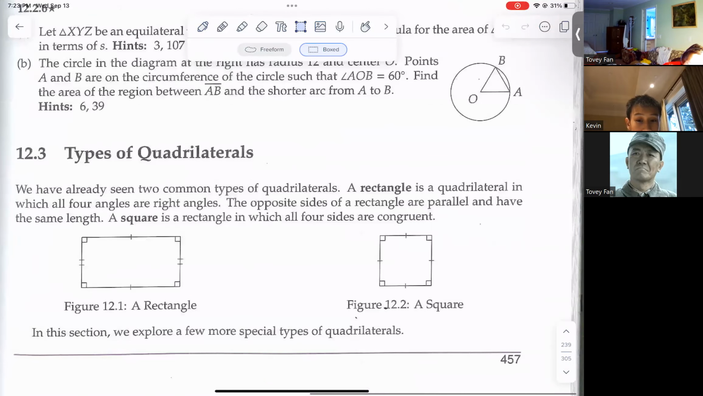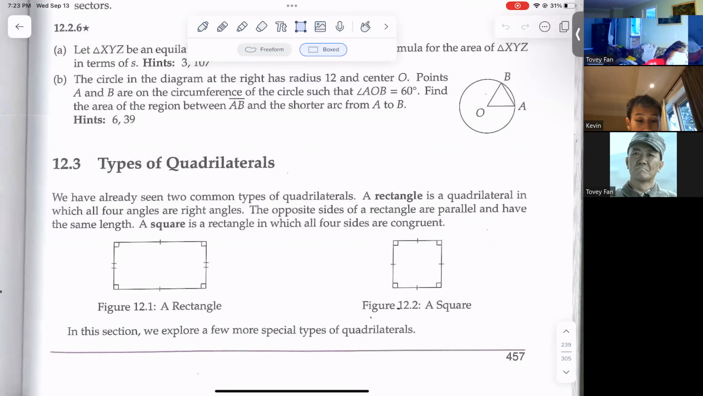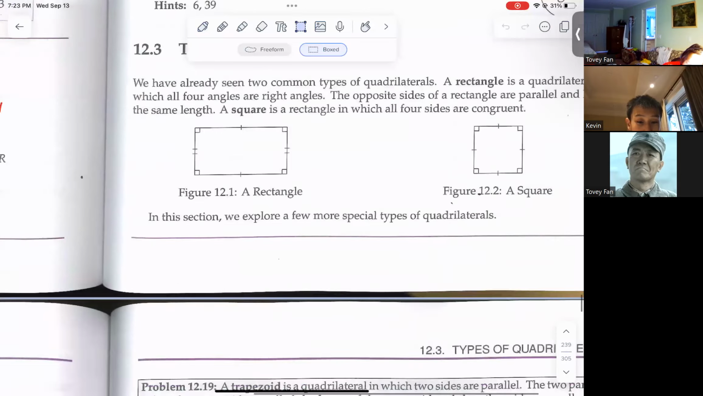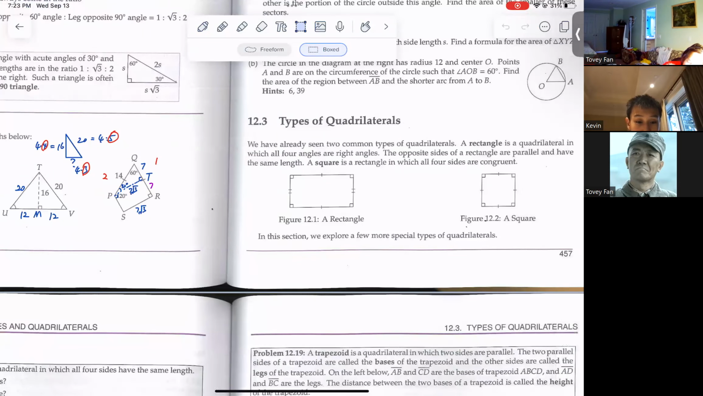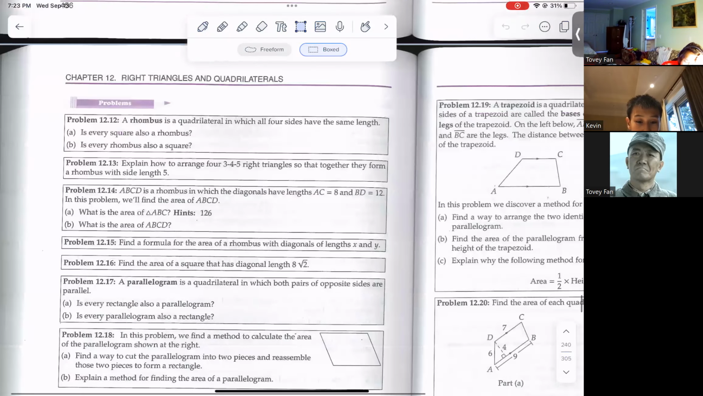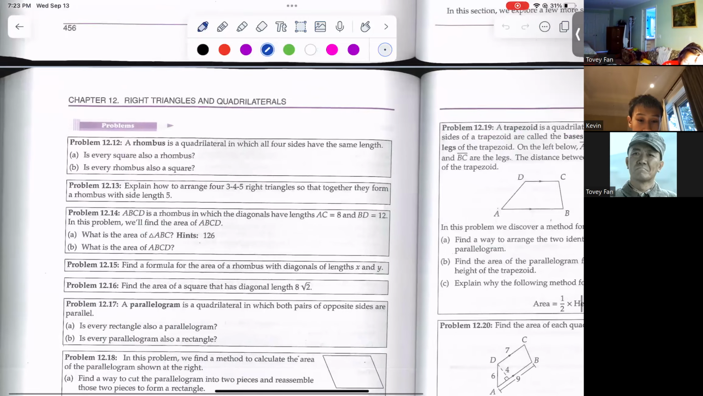Okay, let's just keep going. So quadrilaterals. Do you still remember all the different types of quadrilaterals? I think you still remember, right? Square, rectangle, whatever. There's just one special thing, which is a rhombus. Do you remember what a rhombus is? Okay, what is a rhombus?